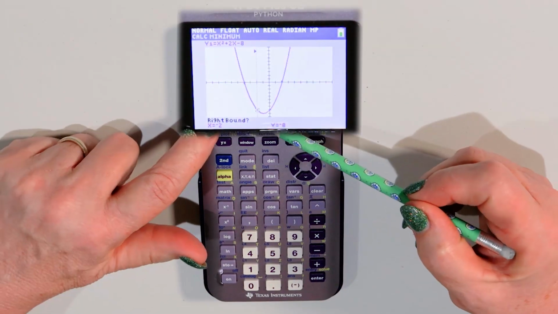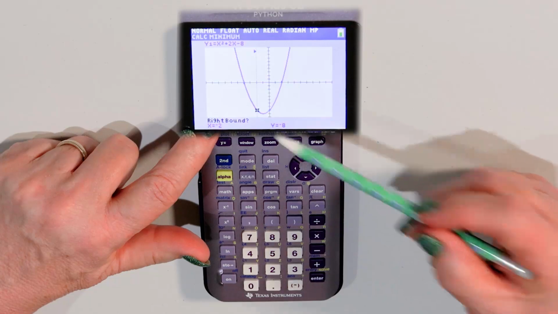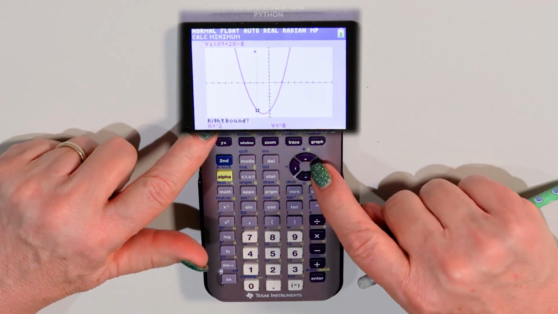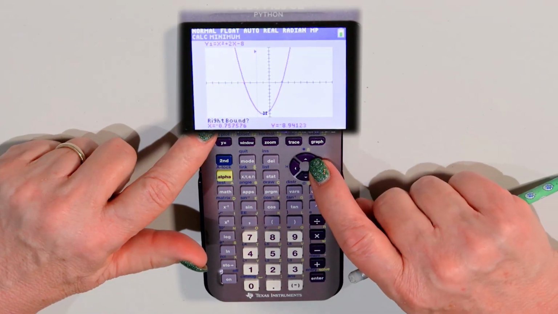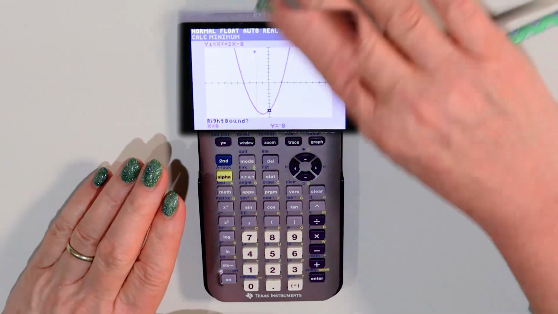And then it says right bound. So as soon as I hit that enter key, it says right bound. So I want to scroll over to the other side. And again, I can scroll like this. And sometimes they're off the page.